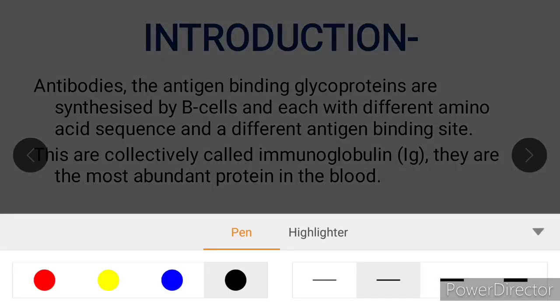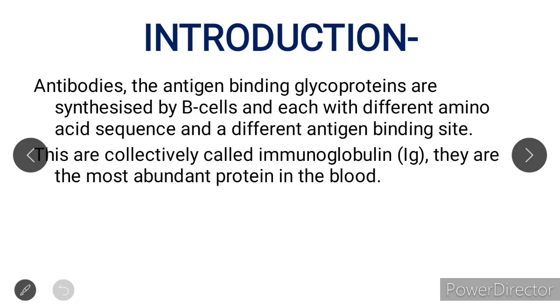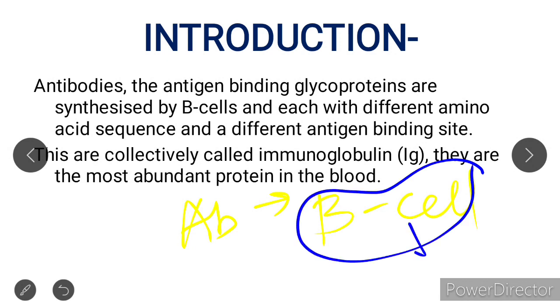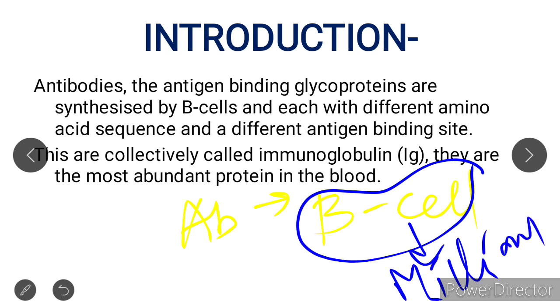See, first of all we should know the definition of immunoglobulin. What is immunoglobulin? Basically we know very well what antibodies are. Antibodies are exclusively synthesized by B cells. B cells synthesize millions of antibodies.